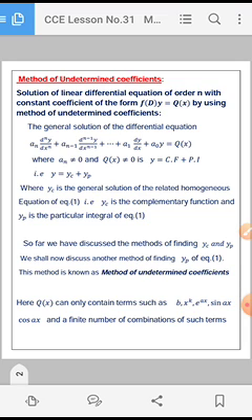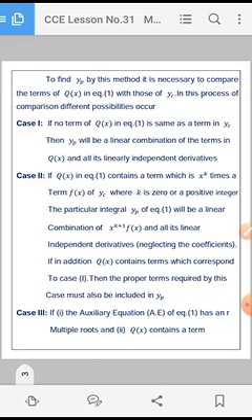Here q(x) can only contain terms such as b x^k, e^(ax), sin ax, cos ax, and a finite number of combinations of such terms. To find yp by this method, it is necessary to compare the terms of q(x) in equation 1 with those of yc. In this process of comparison, different possibilities occur.